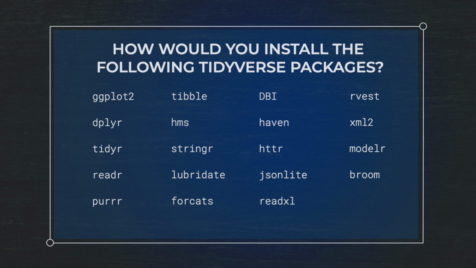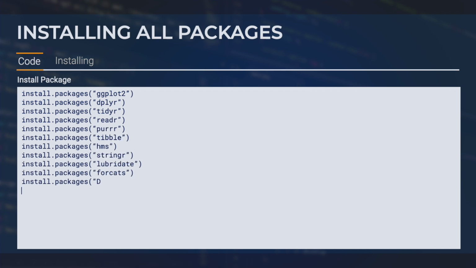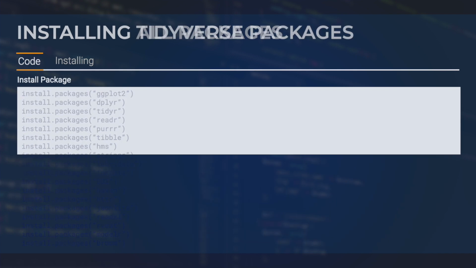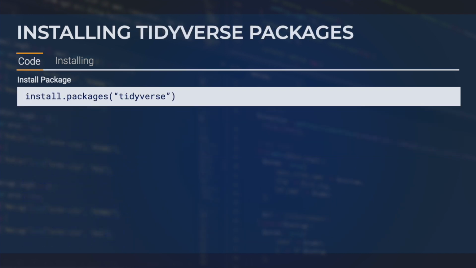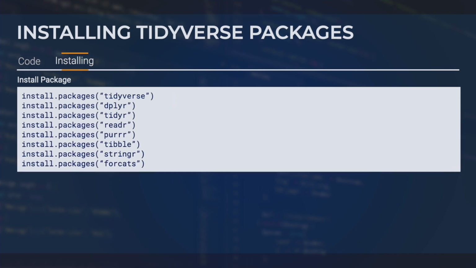If you wanted to install them, how would you do this? You can see on the screen here that we've got several different packages within the Tidyverse. And if we wanted to install them, we would do something like this: install.packages ggplot2, install.packages dplyr, etc. But fortunately, because these packages are designed to work together, we can just type install.packages Tidyverse, and we will then install a core set of packages that work together to perform data science.